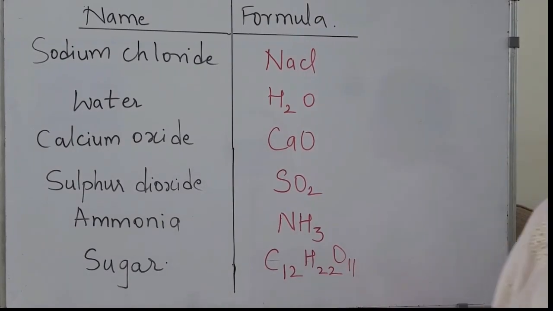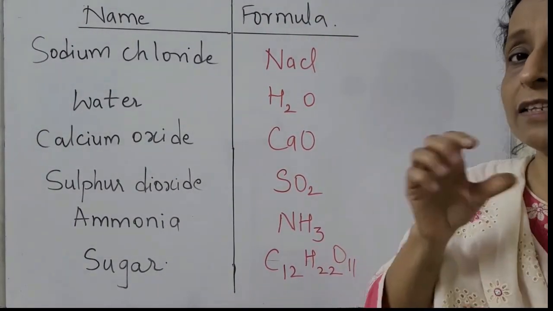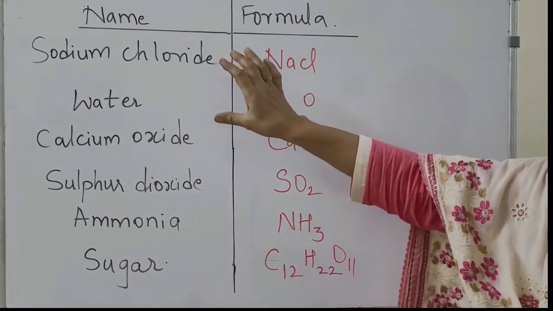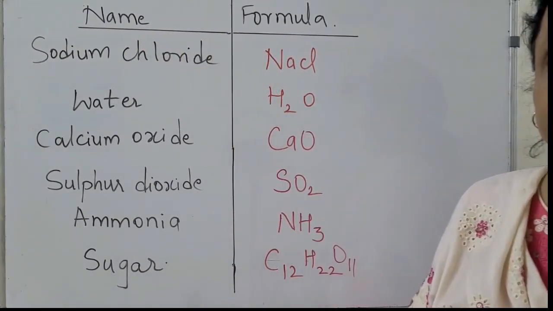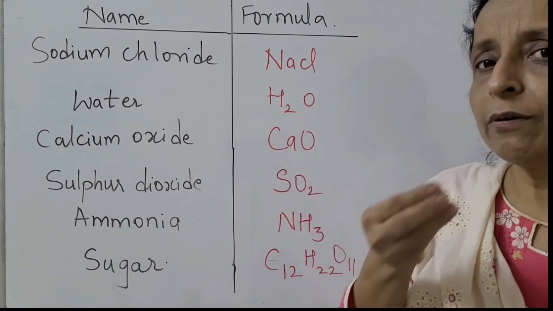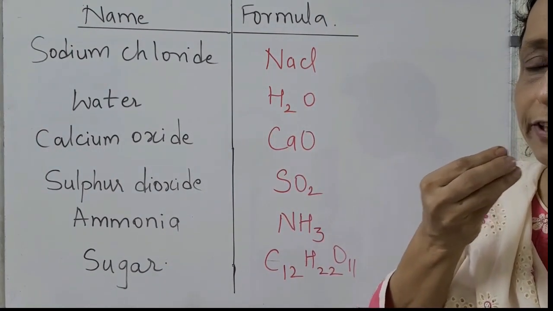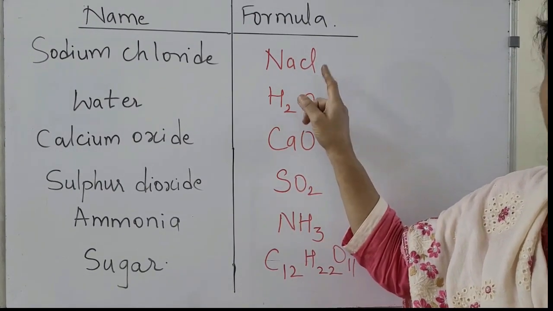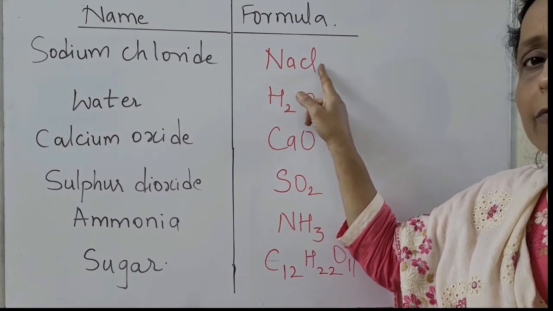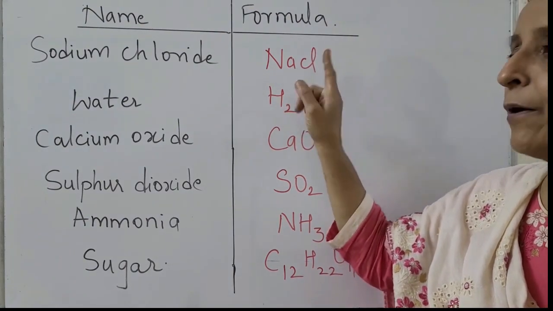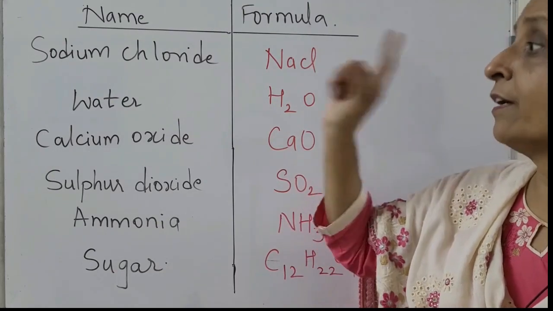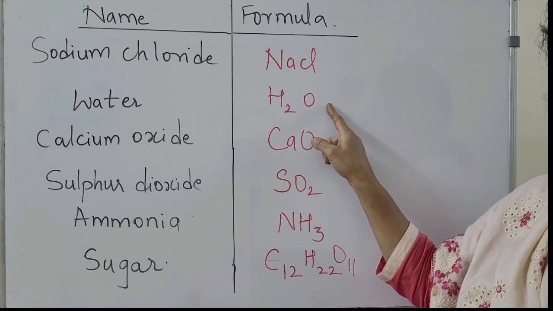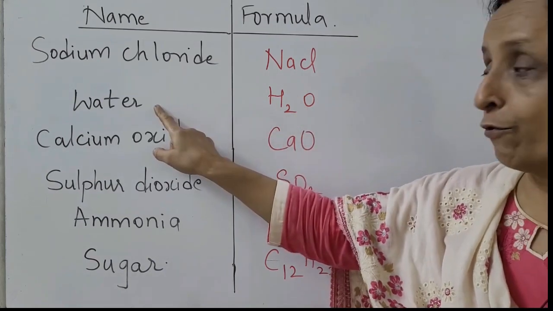Now this table shows some of the compounds and the number of atoms which are present in the compounds. So here we see sodium chloride. Now sodium chloride is a table salt which you eat every day. Now which are the atoms present in it? Sodium and chlorine. 1 atom of sodium and 1 atom of chlorine will form a compound which is sodium chloride. Now water, 2 atoms of hydrogen, 1 atom of oxygen, they will combine to form water.